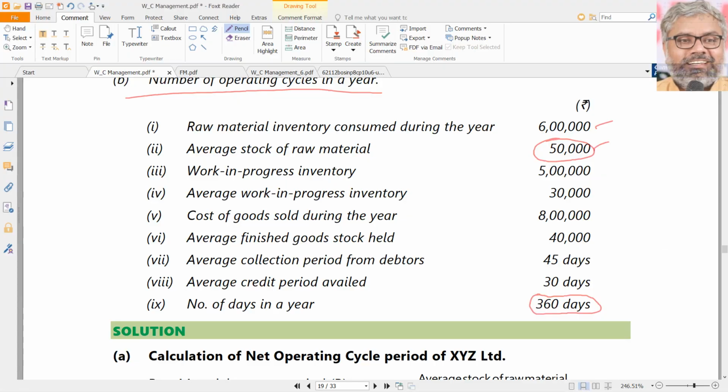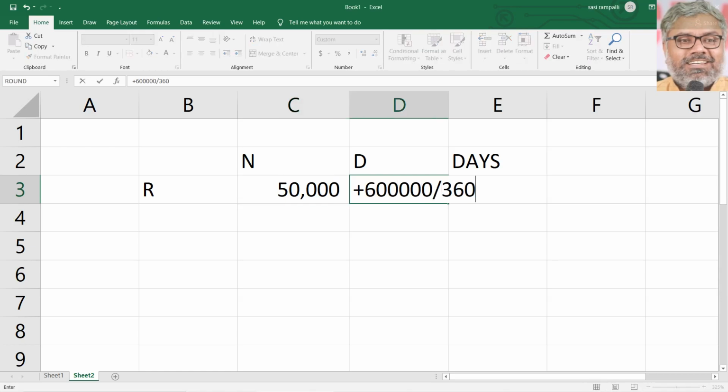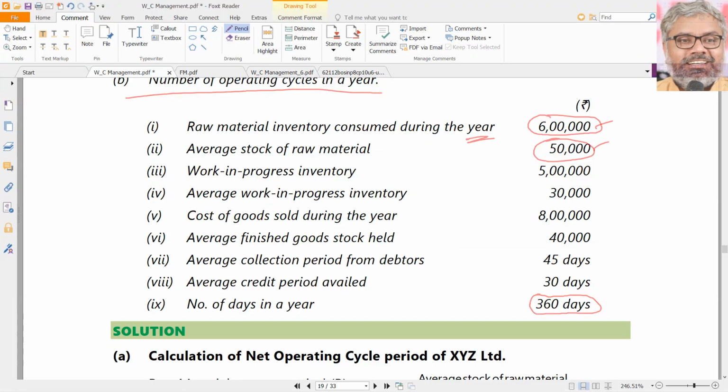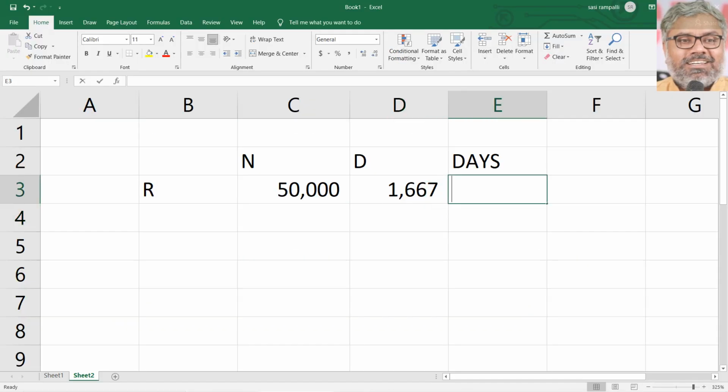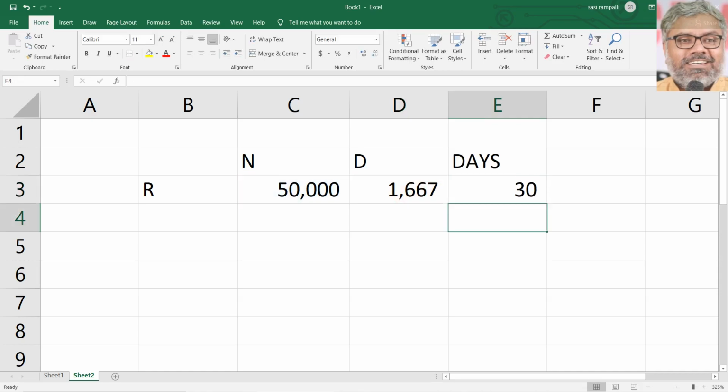So numerator is 50,000, which is average stock of raw material. Denominator is what? Raw material consumption per day. But what is given here? Per year it is given. Raw material consumed during the year is 6 lakhs. Per day, how much will that be? For that, we just need to find out 6 lakhs divided by 360, since it is very clearly given, 360. So that will be the denominator. So how many number of days will the raw material be in the godown on an average? 30 days it will be.